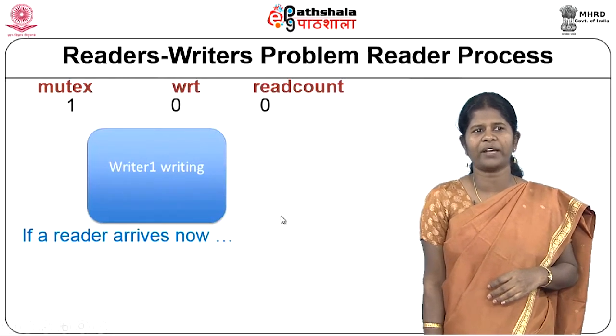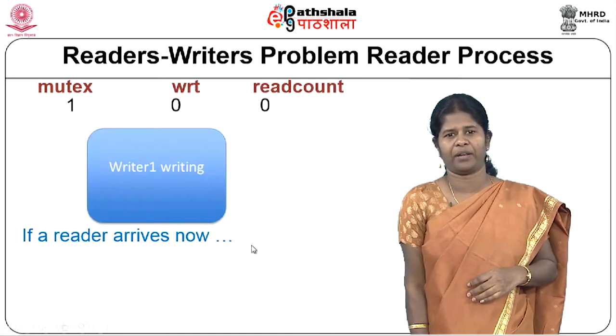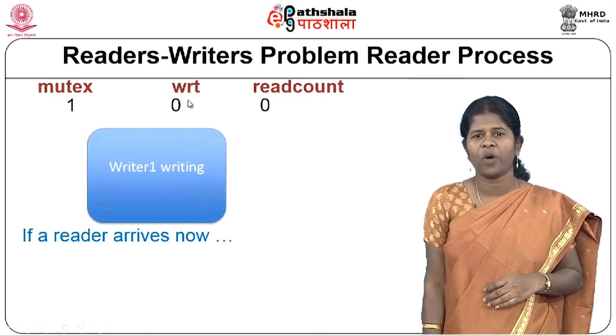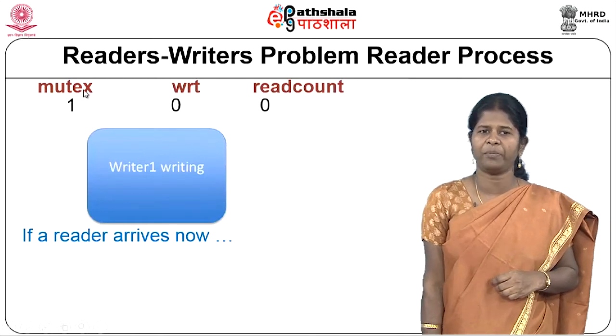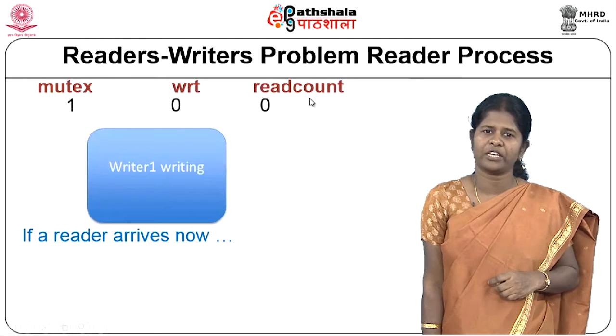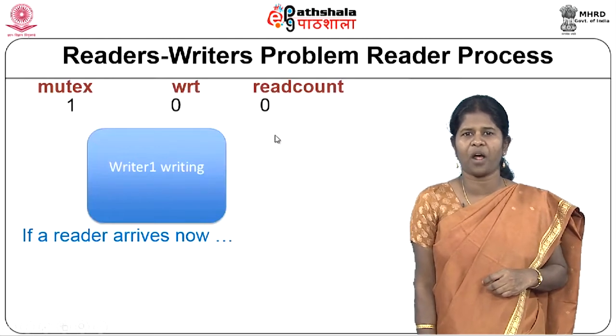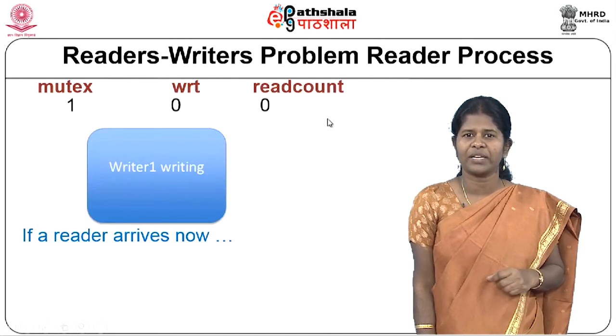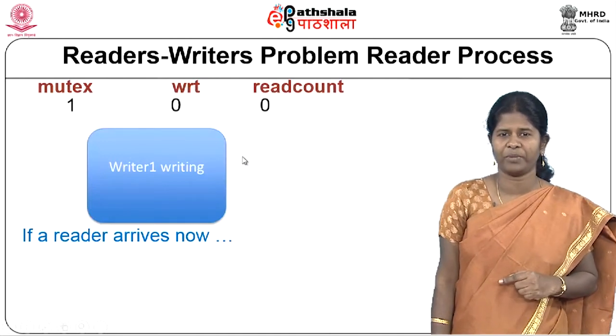So, if now a reader arrives, what do you think will happen? A reader arrives while a writer is writing. It will decrement mutex, change the value of read count, and increment the read count. It will also execute wait on WRT because it is the first reader arriving, and read count will be equal to 1.